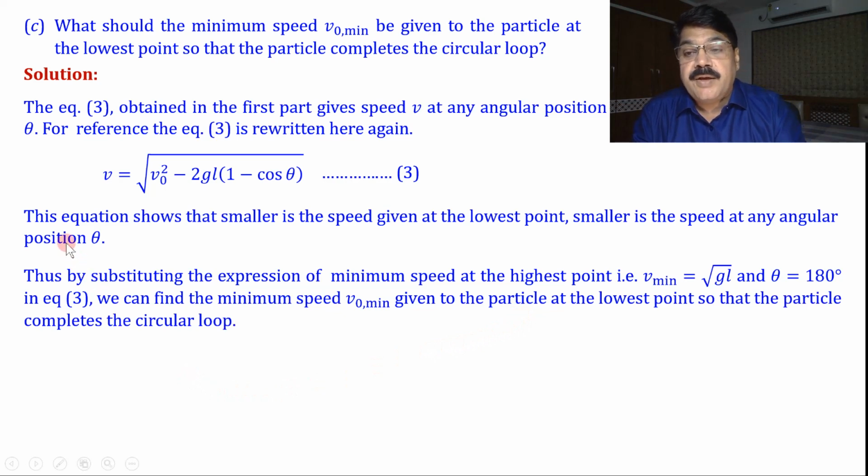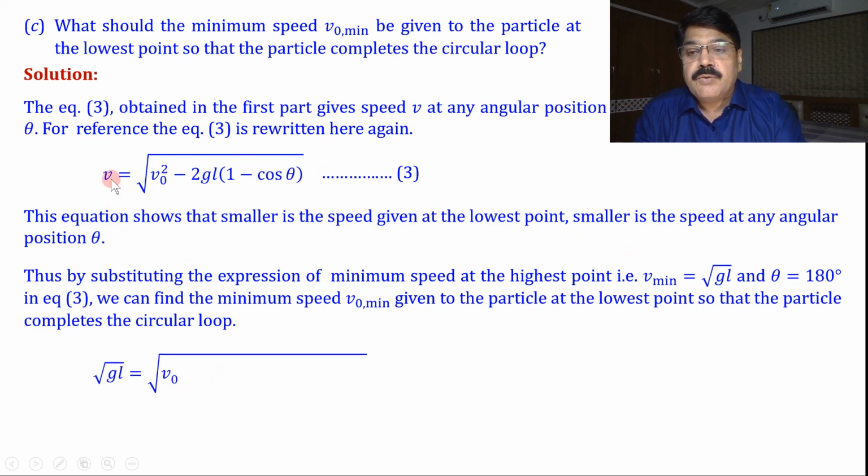Now you can think what this equation suggests. The smaller the value of v naught, the smaller the value of v at any angular position theta. So to complete the vertical loop, we know the minimum speed at the highest point is root GL. So what can we do? The minimum speed at the highest point means theta is equal to 180. If we substitute in this equation, we can find the minimum value of v naught. So let us do it.